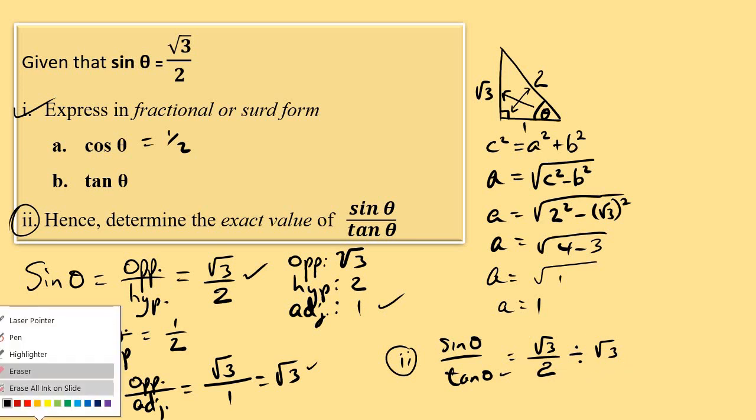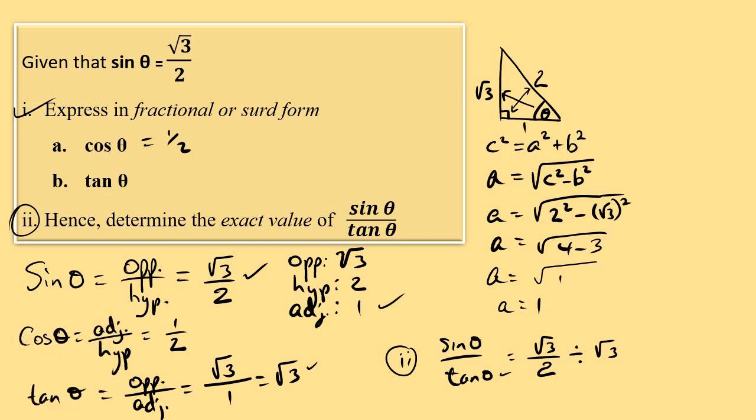So what I'm going to do next is change division to multiplication. By the way, let me just put this over 1. So I'm going to change division to multiplication. So let's put back root 3 over 2. Now, because I changed division to multiplication, I must reciprocate or upturn root 3 over 1, which is 1 over root 3.